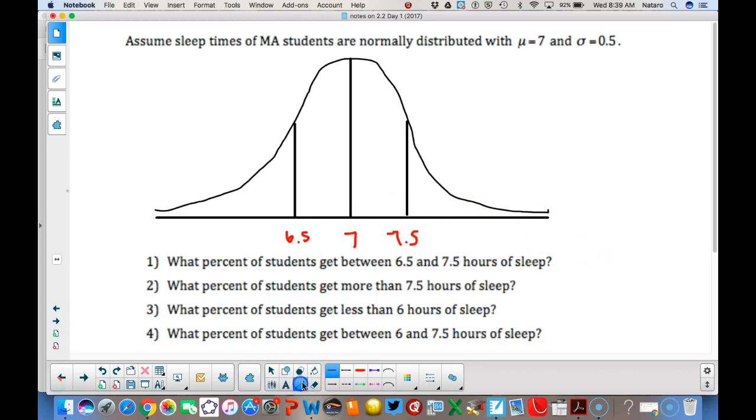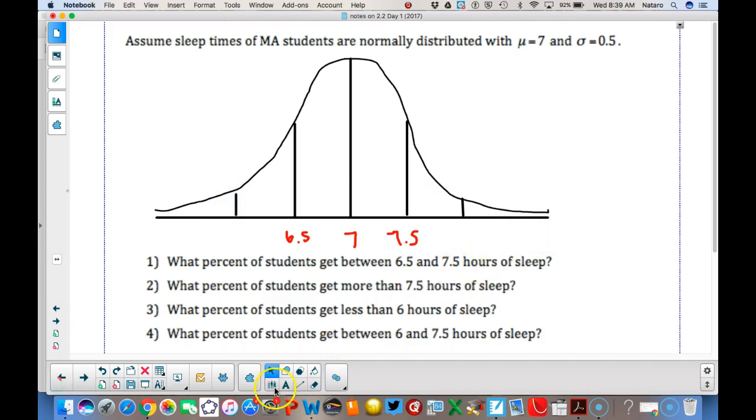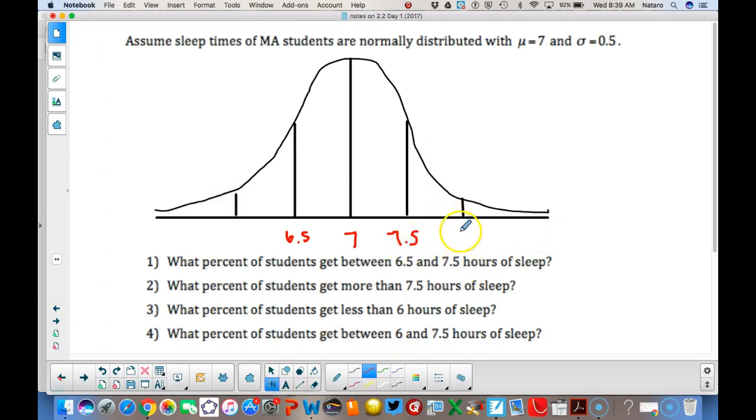And now let's do 2 standard deviations to the left and right. So about here would be 2 standard deviations to the right and 2 standard deviations to the left, approximately. Maybe over a little bit more. Another standard deviation to the right means I add another 0.5 here, I would get 8. 2 standard deviations to the left means I subtract another 0.5, I would get 6. So right now, we're saying about 95% of all students would get between 6 and 8 hours of sleep. 68% would get between 6.5 and 7.5 hours of sleep.